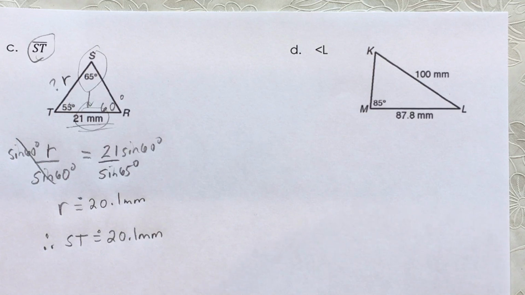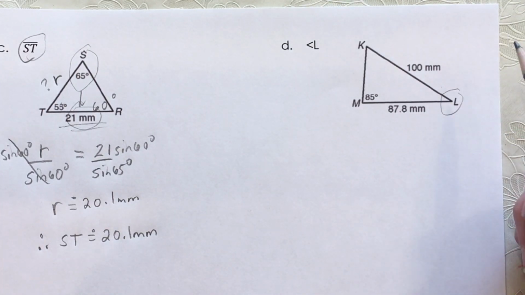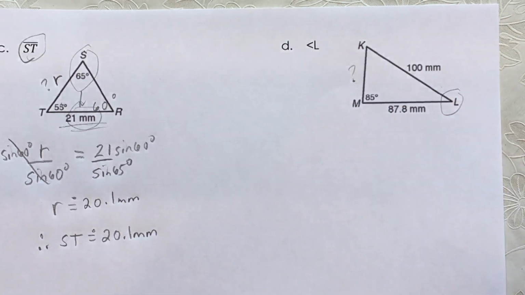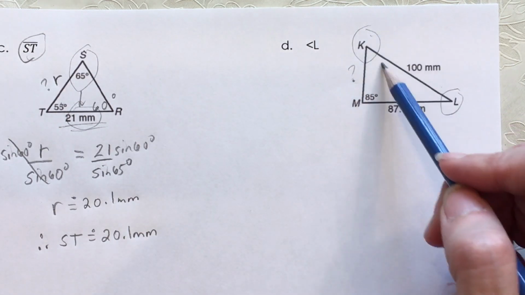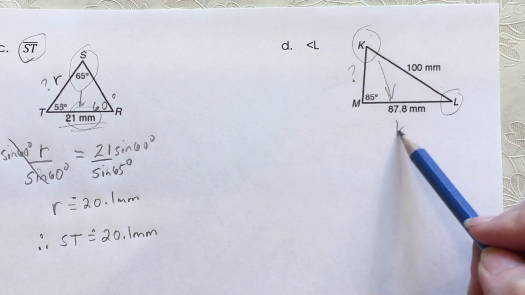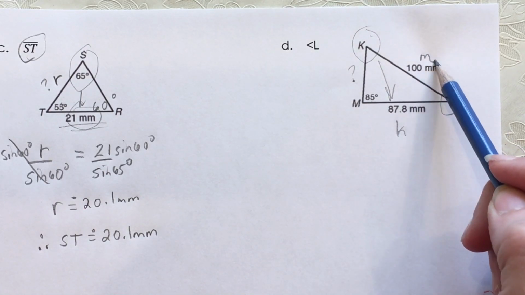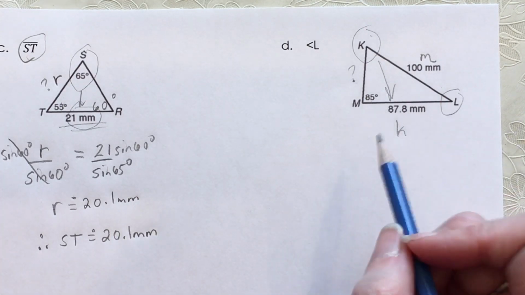Next question, they're asking for an angle this time, angle L. And again, you notice that we don't have side little l. So we're probably going to have to find angle K first, because we do know side little k, we know angle M, and we know side little m. And then we can use the 180 minus again to get angle L.